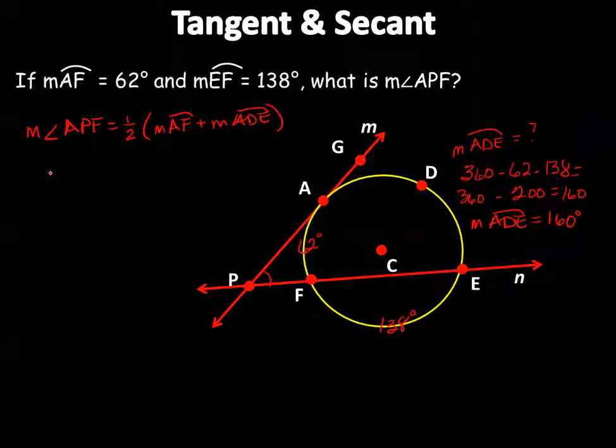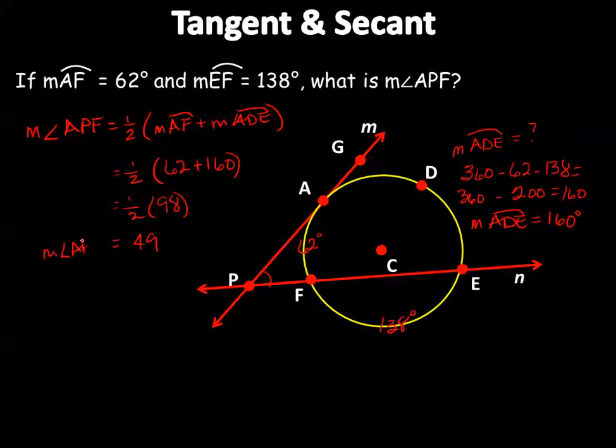Okay, so that's going to be half of 62 plus 160. 62 plus 160 is going to give me 98. Half of 98 is going to give me 49. And I just didn't want to write that over again and again, so there you go. That's the measure of angle APF, 49 degrees.